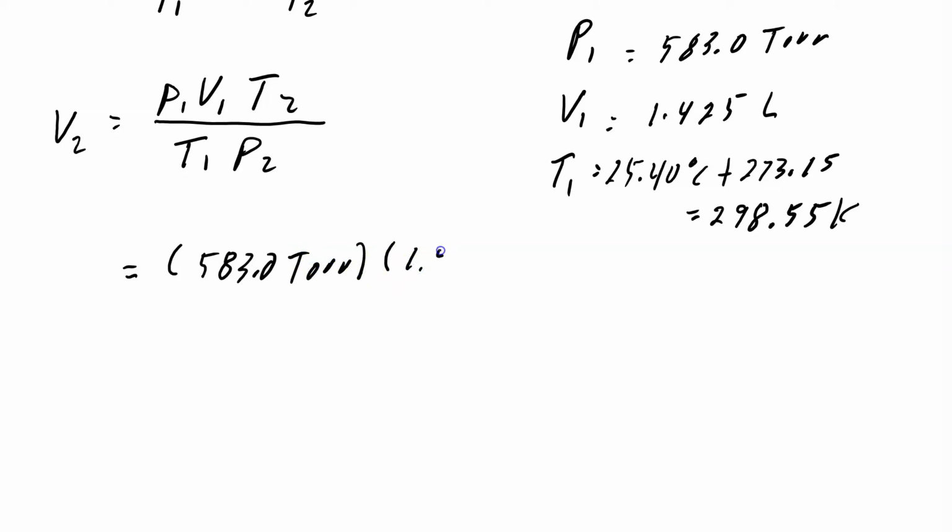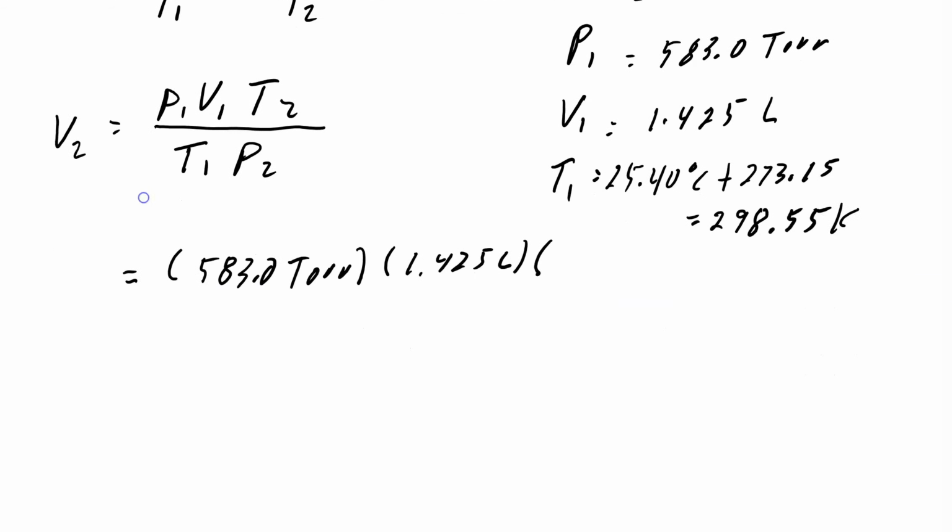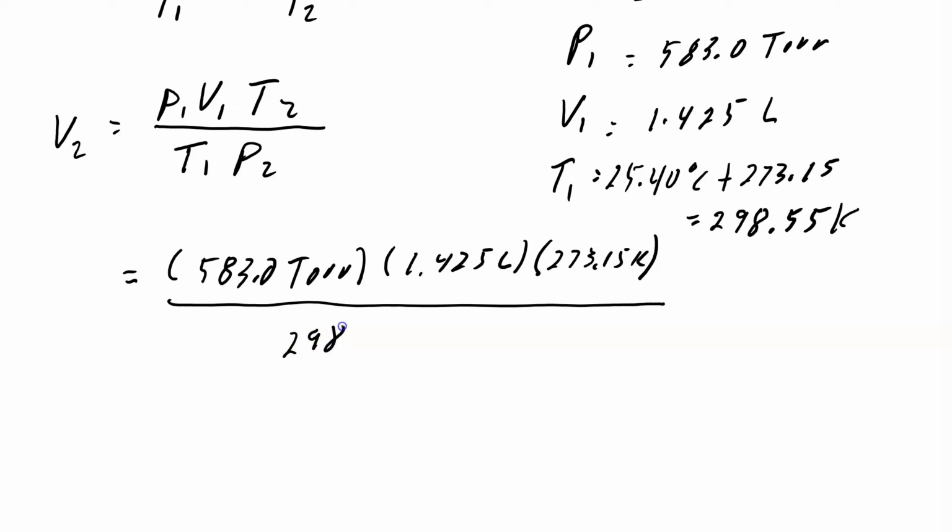V1 is 1.425 liters. And T2, that's standard temperature, 273.15 kelvins. Downstairs, T1 is 298.55 kelvins. P2 is standard pressure, which is going to be 760 torr. Exact numbers here and here, keep that in mind. So our significant figures are going to be 4 for this answer.